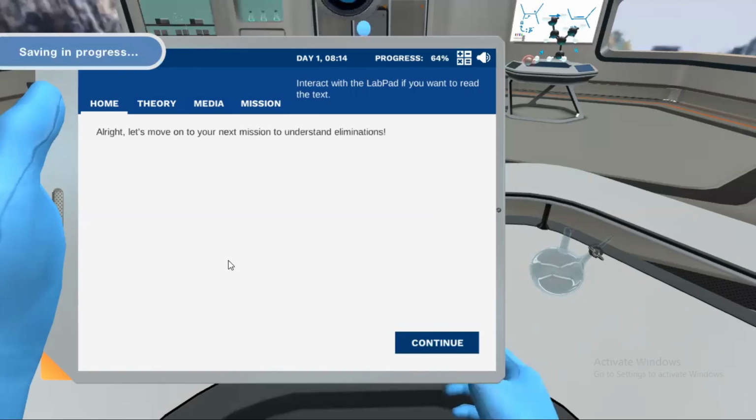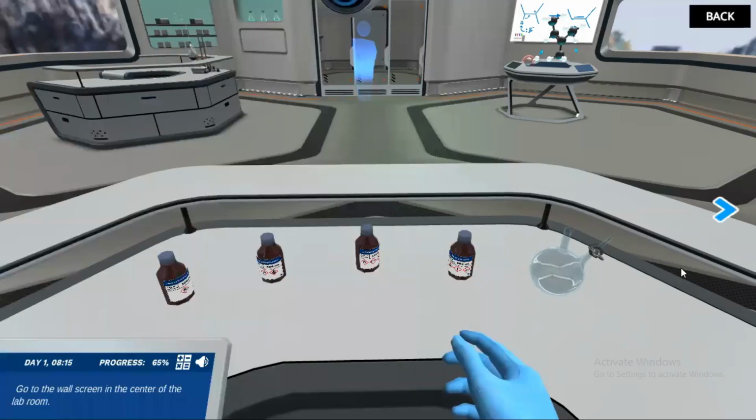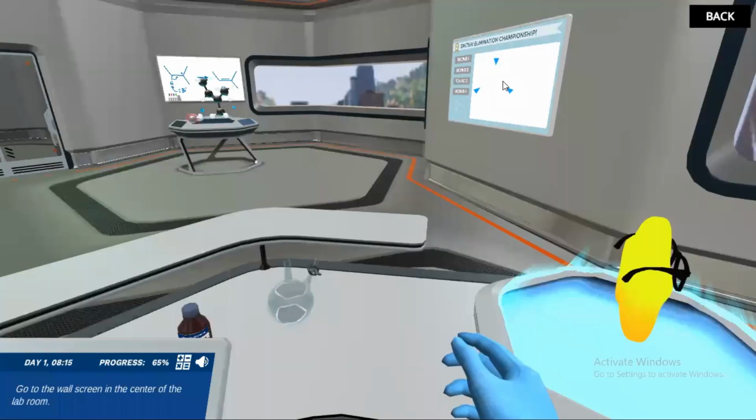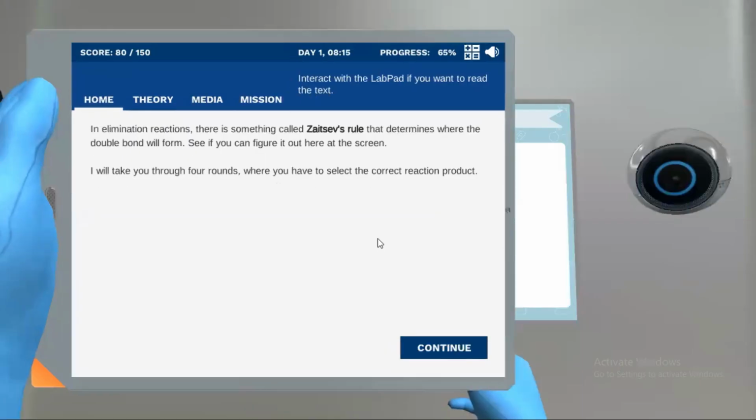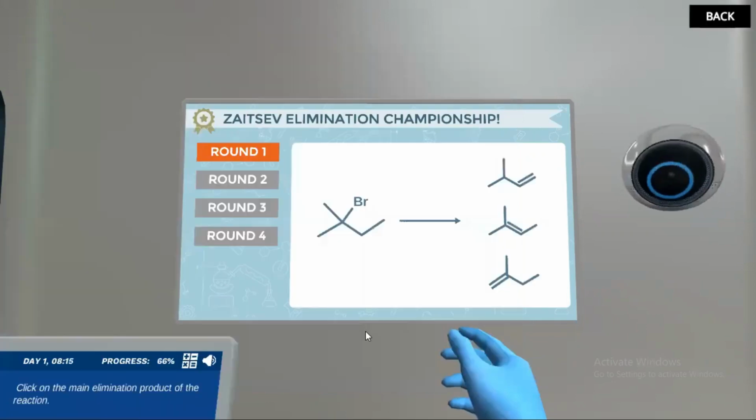Alright, let's move on to your next mission to understand eliminations. Go to the wall screen in the center of the lab room. In elimination reactions, there is something called Zaitsev's rule that determines where the double bond will form. See if you can figure it out here at the screen. I will take you through 4 rounds, where you have to select the correct reaction product. Click on the main elimination product of the reaction.